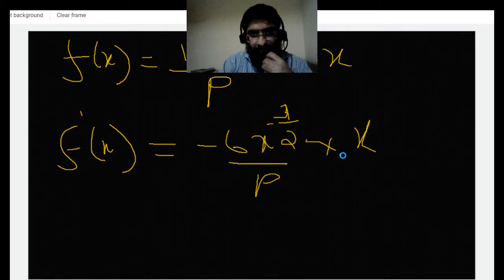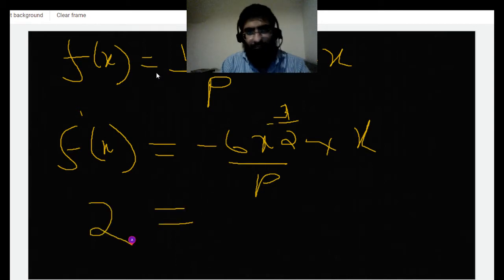What you must do is, this is equal to 2, correct? And so you take that x to the other side, 2 minus x. Am I doing right?